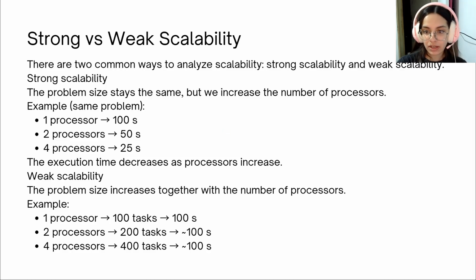Weak scalability works differently. In weak scalability, the problem size increases together with the number of processors. For example, if I have 1 processor and 100 tasks with 100 seconds, I will have two processors with 200 tasks, so I have more tasks to do in the same time. And 4 processors, 400 tasks, and 100 seconds.